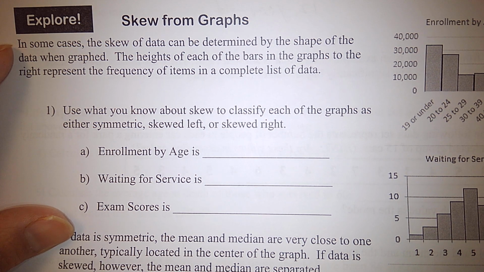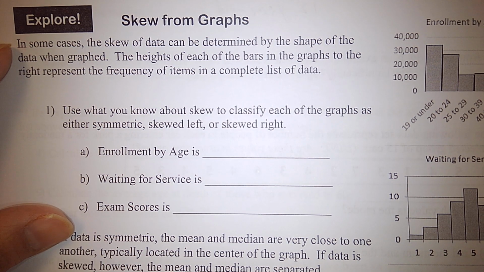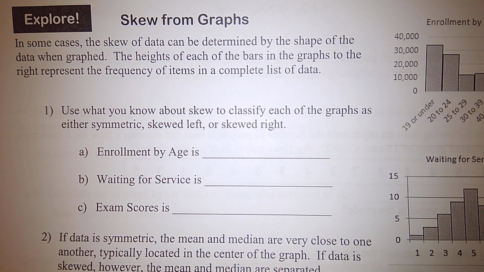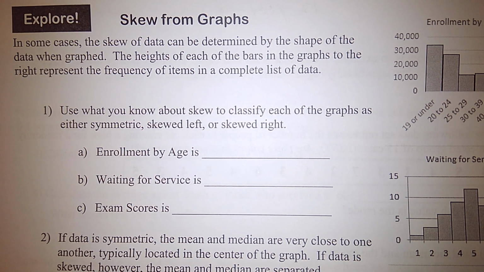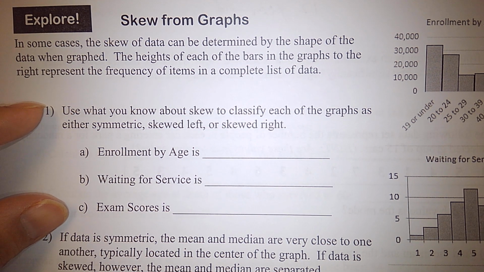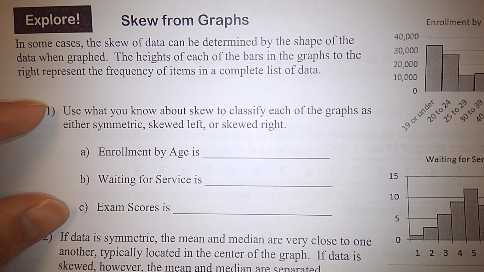In some cases, the skew of data can be determined by the shape of the data when graphed. The heights of each of the bars in the graph to the right represent the frequency of items in the complete list of data. Use what you know about skew to classify each of the graphs as either symmetric, skewed left, or skewed right.